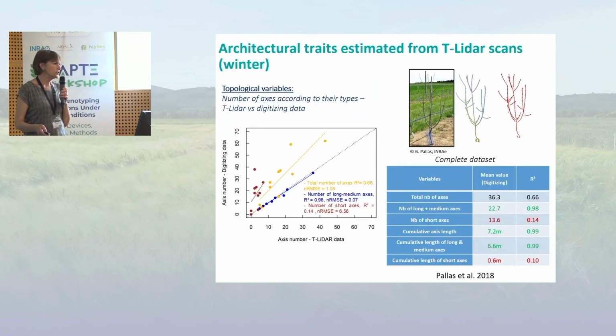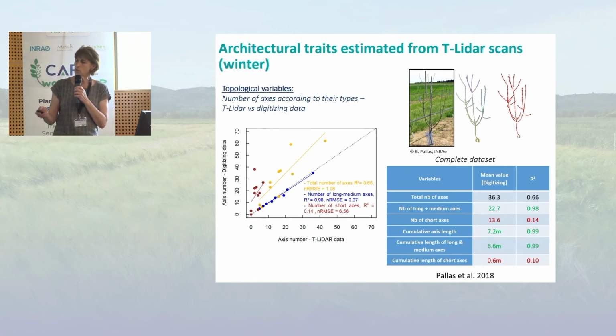So for the topological variable, we were extracting the number of axes, and we tried to characterize those axes depending on their lengths. Here you see the results for total number of axes, but also when we classify by long, medium, or short, you see that for the short shoot, we do not estimate very well the number of short shoot. We compare what we get with the LiDAR, with a manual digitizing system, on a subset of trees, of course, because this is quite time-consuming.